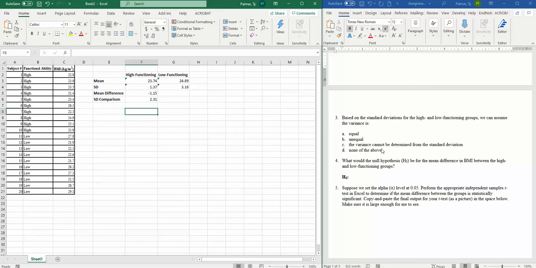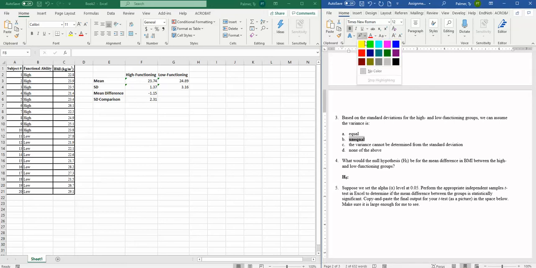In this example that I'm working here in this video, what's going to be my answer for question 3? My answer is going to be unequal. The variance is unequal because when we did this comparison between standard deviations, we got a value greater than 2.